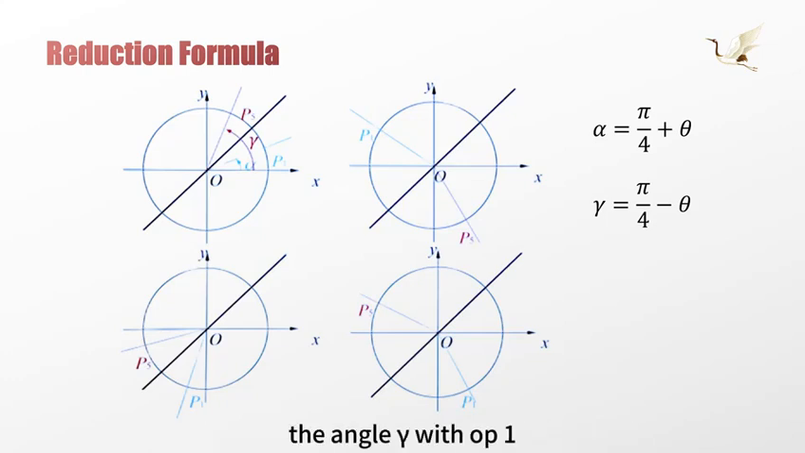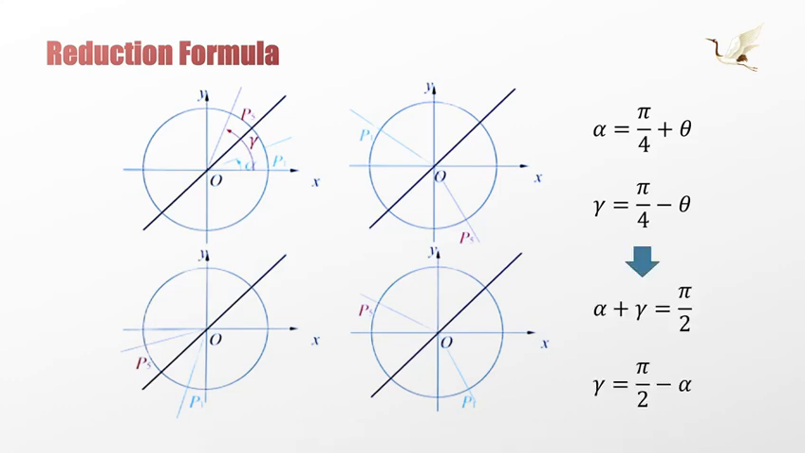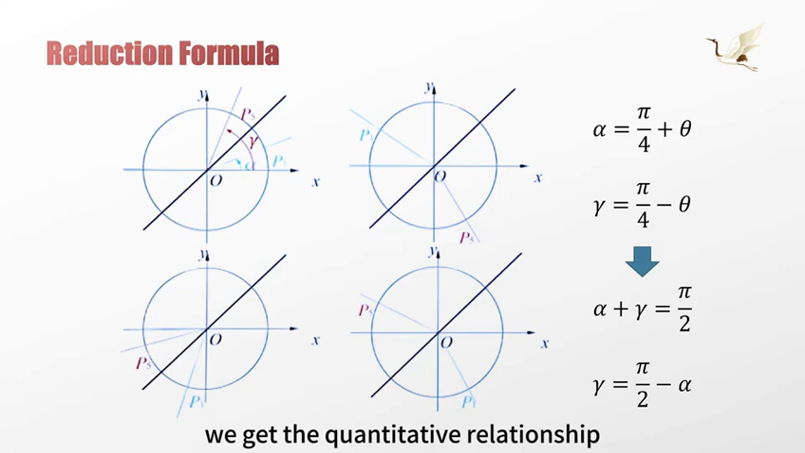The angle gamma with OP1 as the terminal edge can be expressed as a quarter of pi minus theta. Next, we can add the two equations and eliminate theta. We get the quantitative relationship that alpha plus gamma is equal to 2 parts of pi. After further sorting, gamma is equal to half of pi minus alpha.